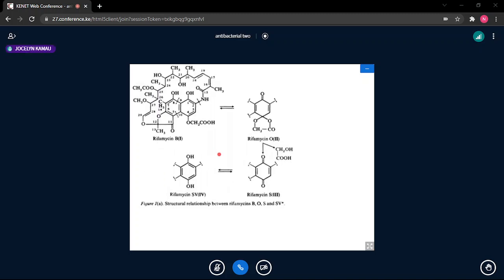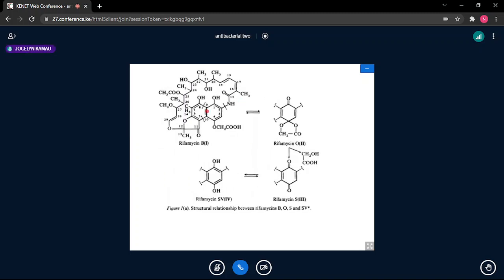We are trying to see again the conversion of rifamycin to the other. So we are starting with our rifamycin B. We said it was the first one to be isolated as a pure crystalline compound on addition of sodium barbiturate. And you can see that you have a hydroxyl group there. You have this moiety here, which is actually an oxoacetic acid. You have that group there.